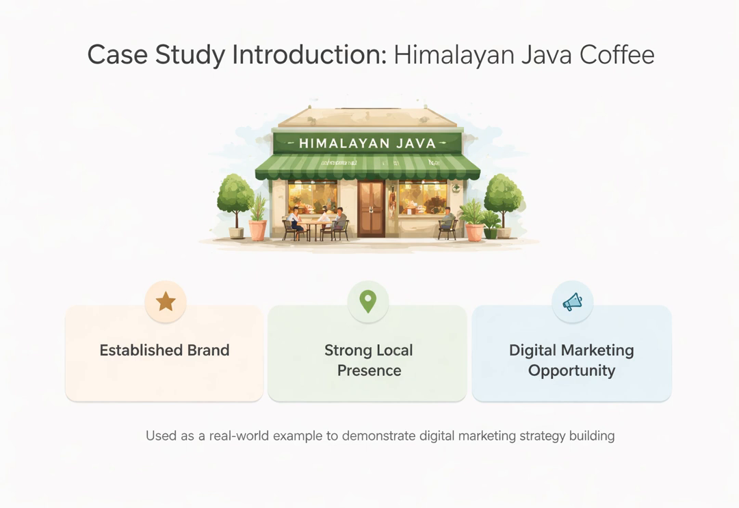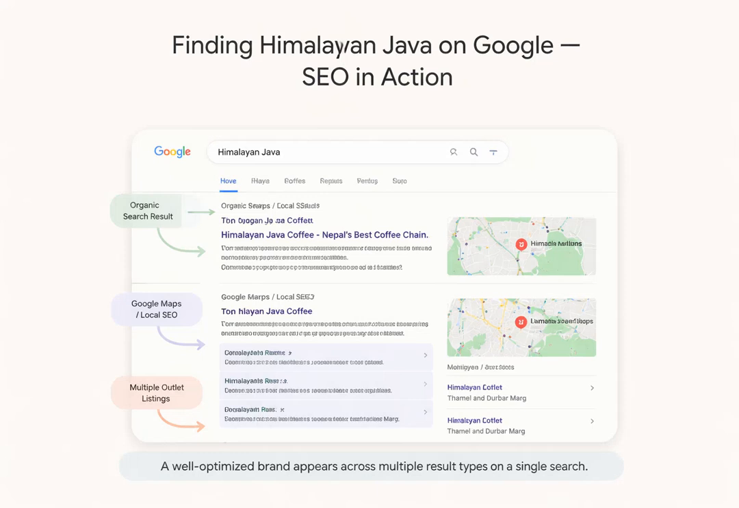The instructor plans to build out a sample digital marketing strategy using Himalayan Java as the example, and from that, students can take the same framework and apply it to other businesses they work with. The instructor demonstrates something very practical here.